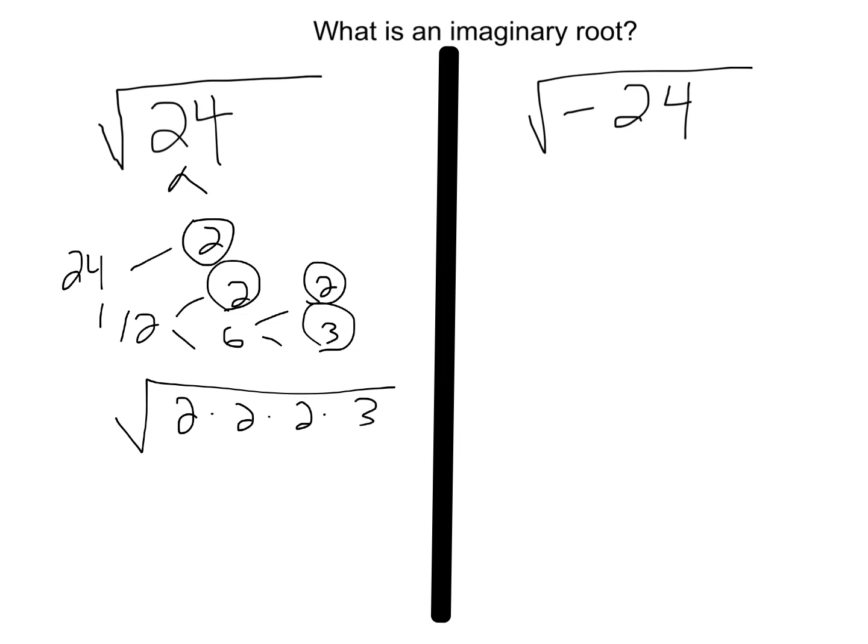And again, since the index of the radical doesn't show, it's automatically a 2. Kick out our perfect pair. So we're going to have 2 radical, then 2 times 3 is 6.